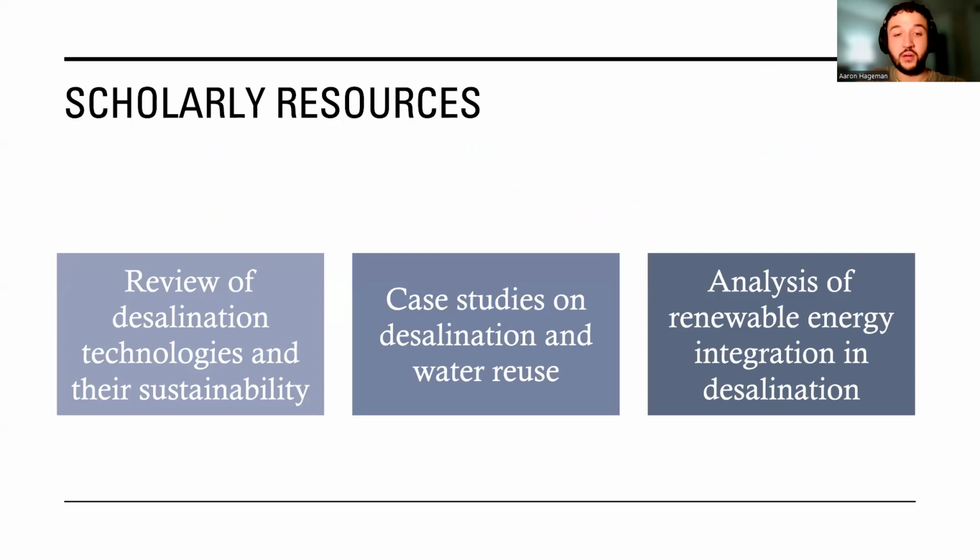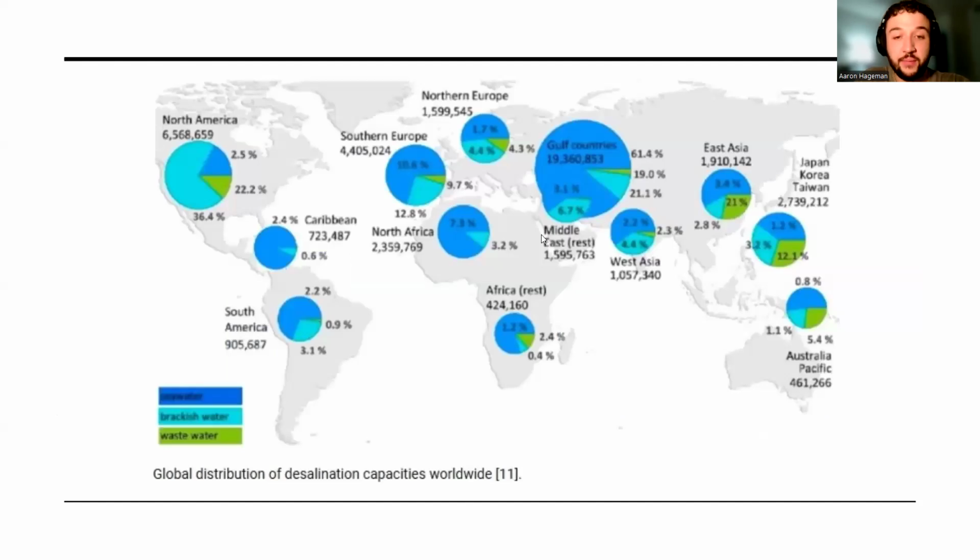Several scholarly sources have also provided valuable insights into desalination, and case studies on desalination show how practical examples of water reuse can be successful. These implementations that have been researched on integrating renewable energy into desalination processes can also be crucial for reducing costs and the environmental impacts. In this map, you can see that it highlights the distribution of desalination capacities worldwide, emphasizing the role of desalination in addressing water scarcity.